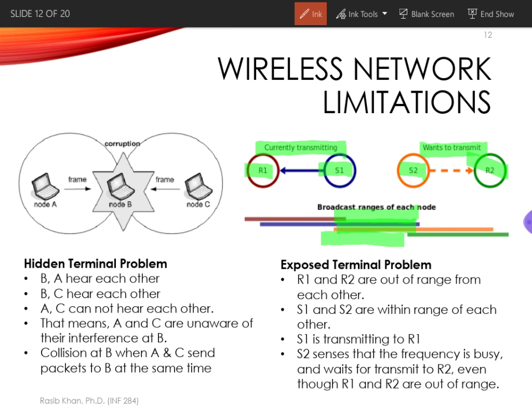However, just because of the way wireless networks work, that is, in the half duplex mode, and they need to wait if the frequency is being used at the moment, S2 will keep on waiting until S1 finishes its transmission to R1, and only then can transmit to R2. And this particular problem is what we call the exposed terminal problem.